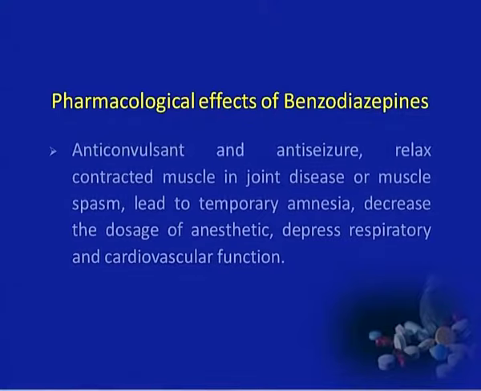Benzodiazepines can enhance GABA-mediated synaptic systems and inhibit excitatory transmission. The benzodiazepines are anticonvulsants and anti-seizure agents. They relax contracted muscles in joint disease or muscle spasm. They lead to temporary amnesia, they decrease the doses of anesthetic, and they depress respiratory and cardiovascular function. Let's discuss the history of benzodiazepines.